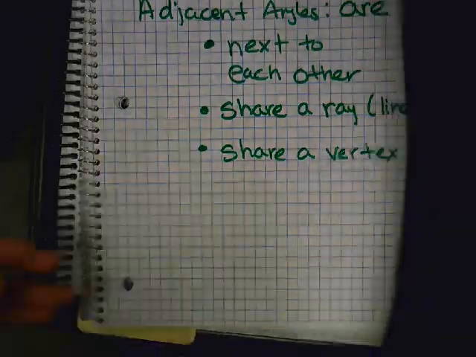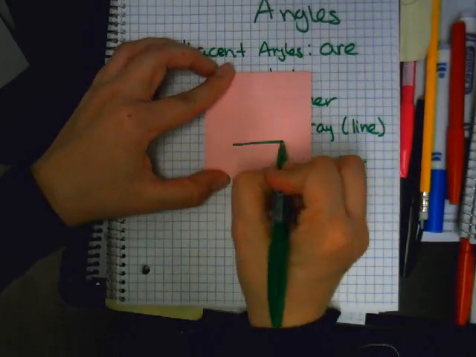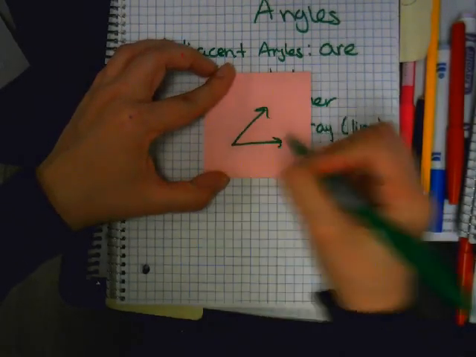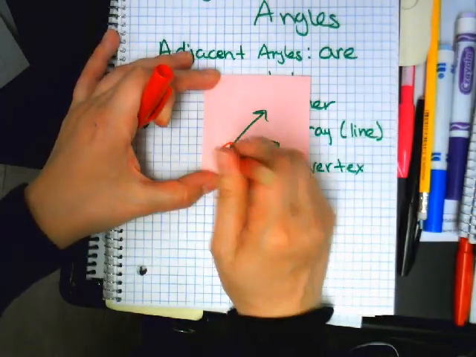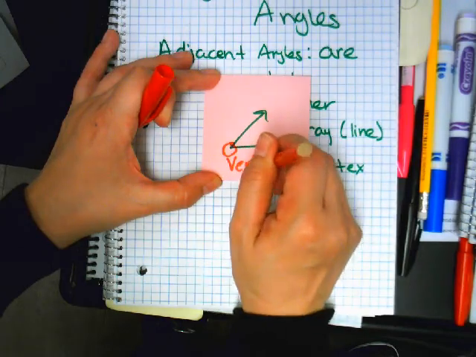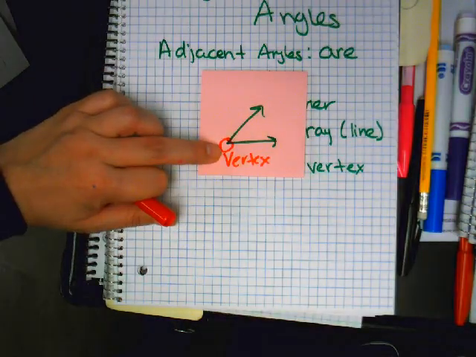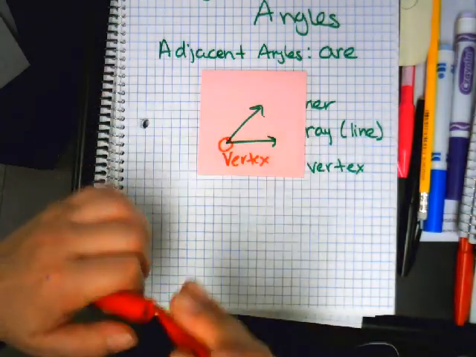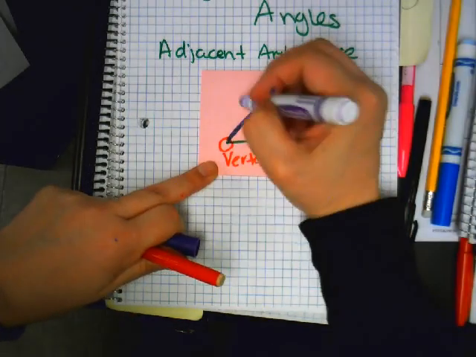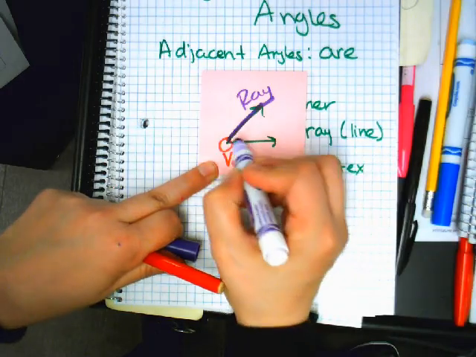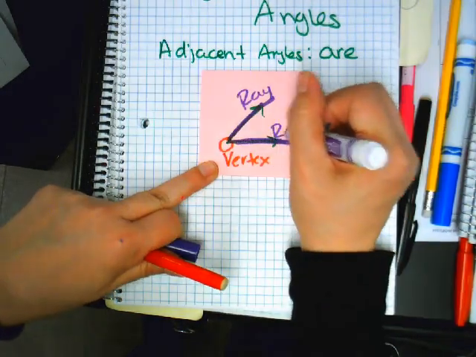Okay, so let me show you. Right here, that would be your vertex. That right there would be your vertex, okay? It's the dot. The lines are the ray. Yes, this is called a ray. This is called a ray.